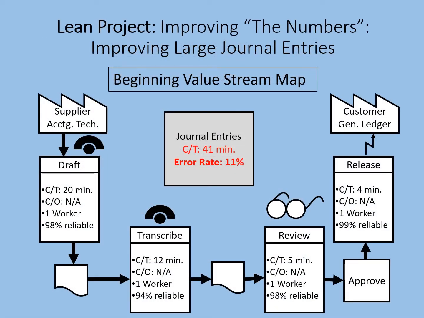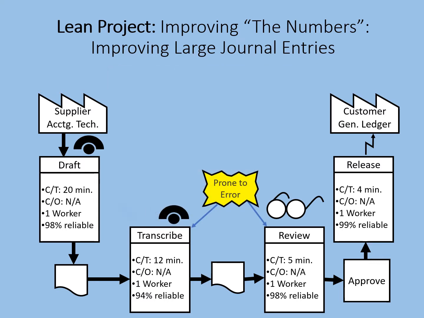Here is a current state value stream map for a project streamlining a bookkeeping journal entry process. There's a lot of talk about tracking the numbers. This value stream map describes the process for generating the actual numbers being tracked. It focuses on the process of posting large bookkeeping journal entries. We see that the major source of journal entry errors is in the transcription step.